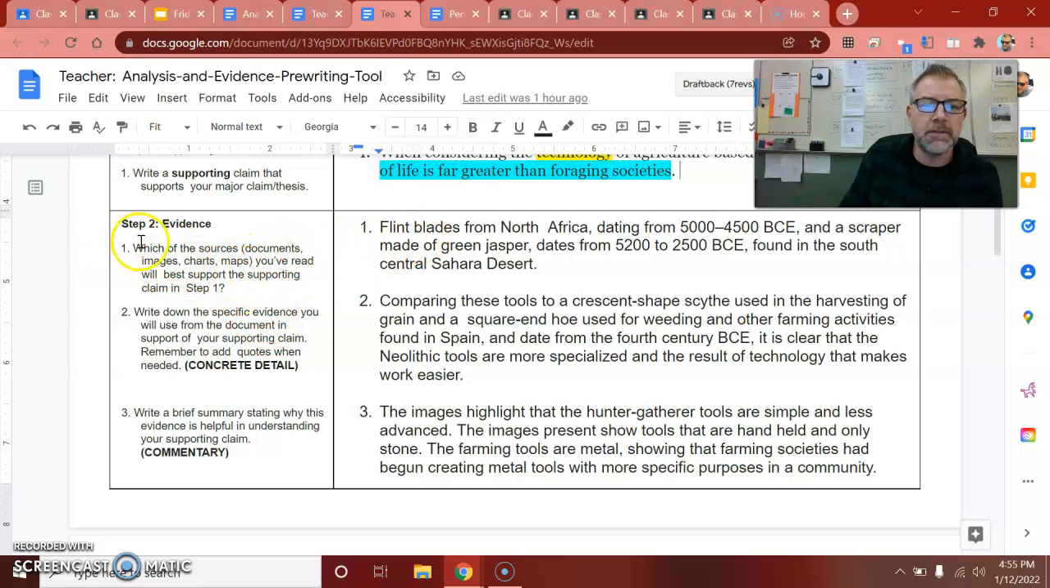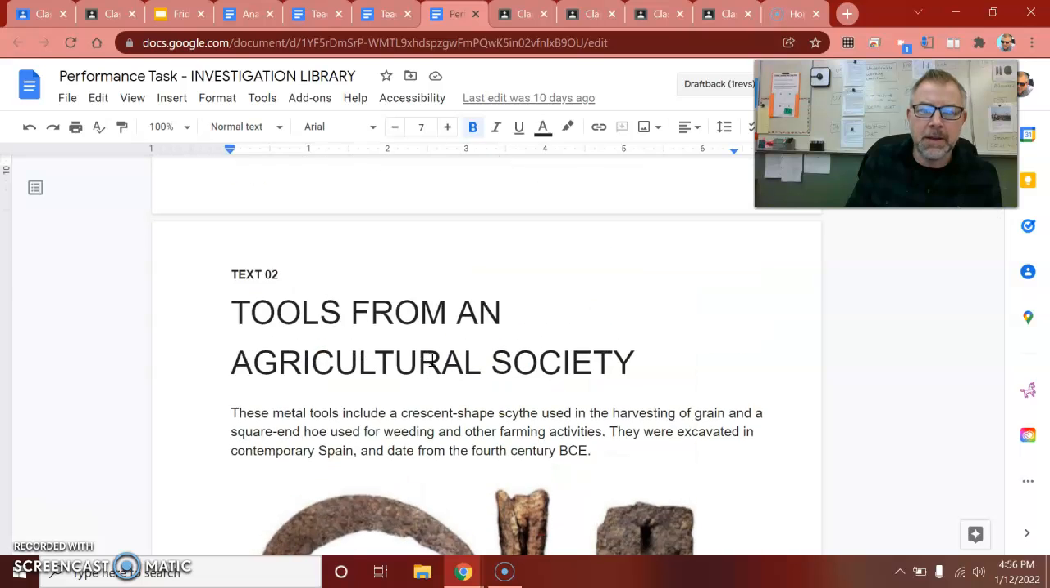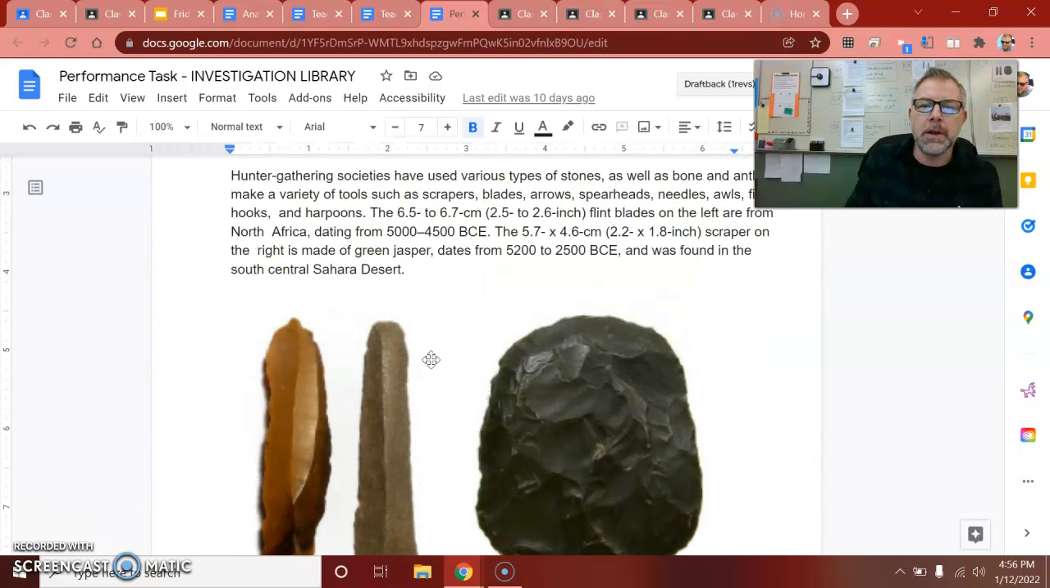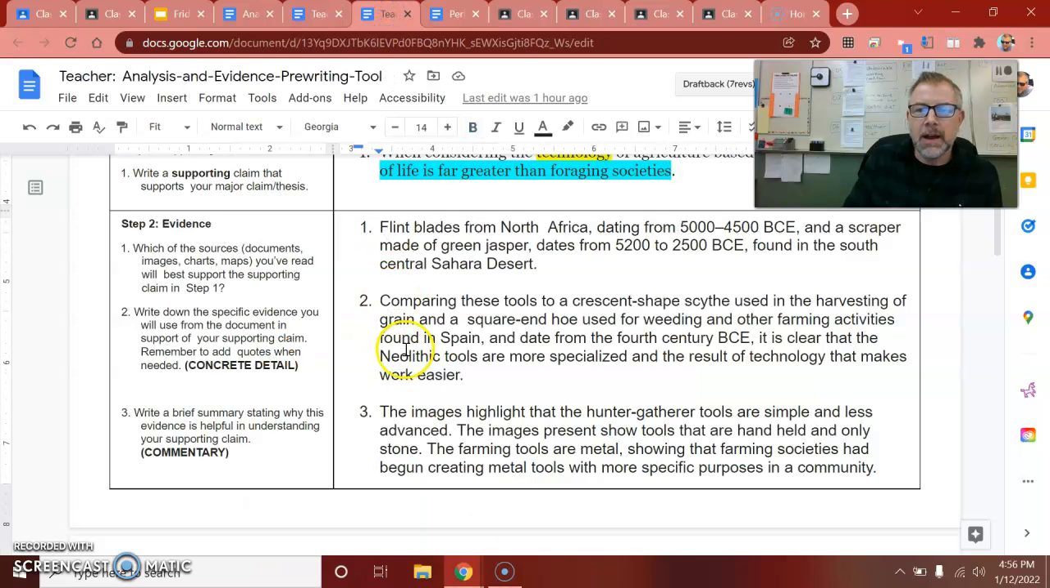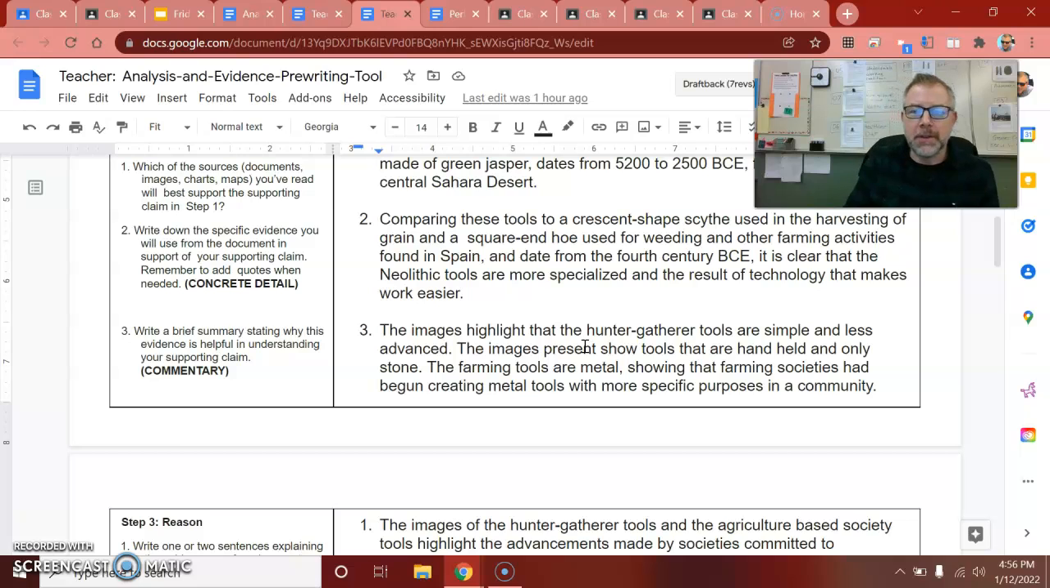These are the sources. It says over here, which of the sources best support the supporting claim, and what specific evidence are you going to use? Well, there's not really a line of text. These are more images. So I'm going to describe them and talk about them, but I'm going to want to refer to them accurately, as the Flint Blades from North Africa or the tools found in Spain from the 4th century BCE. That's being really specific about which text I am examining.